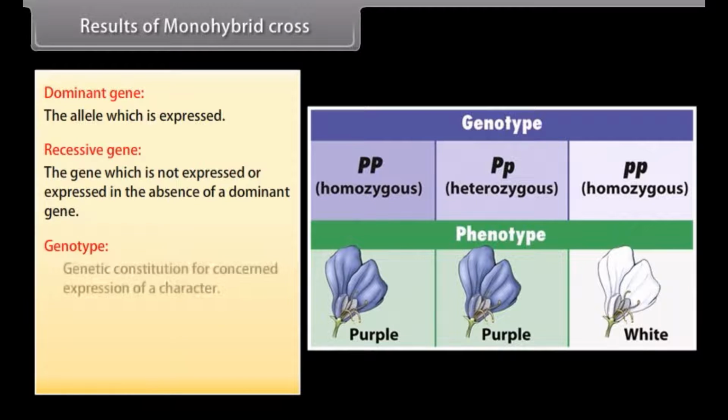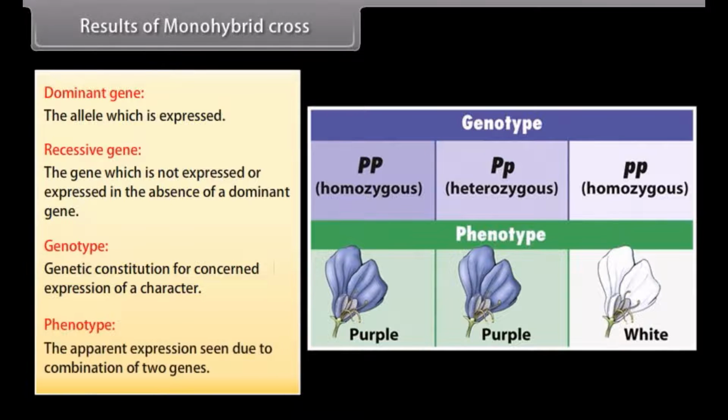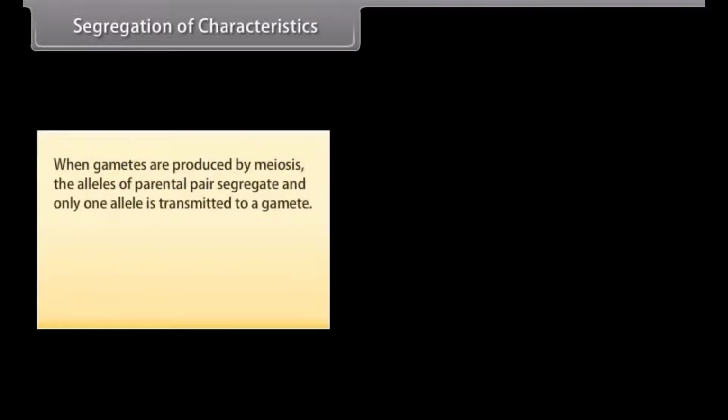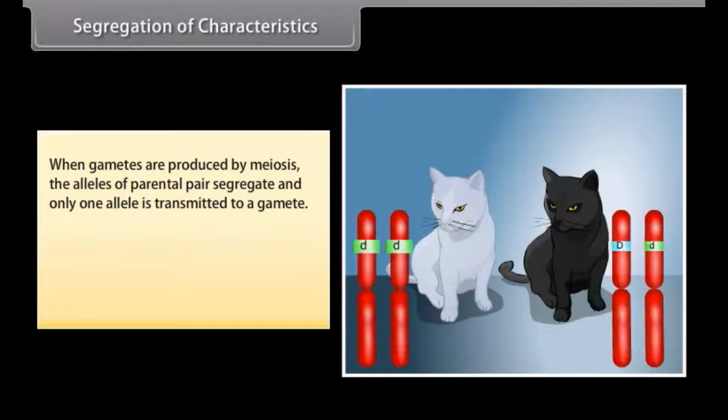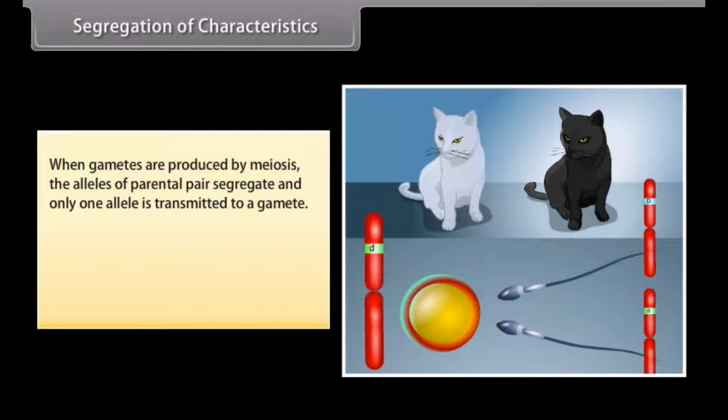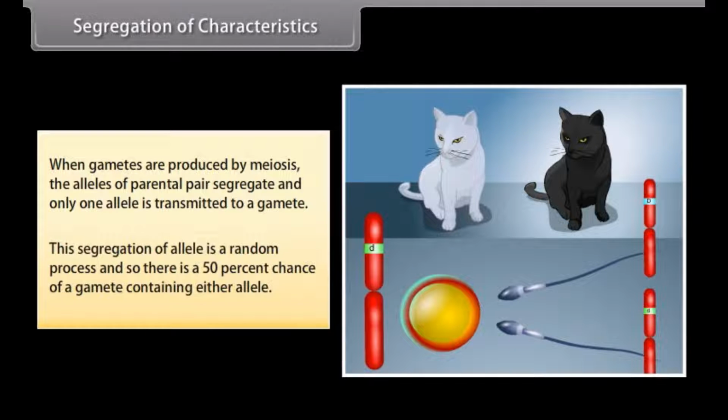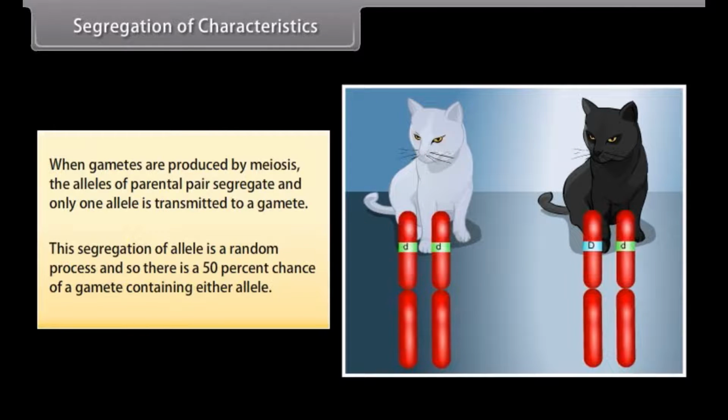Genotype, genetic constitution for concerned expression of a character. Phenotype, the apparent expression seen due to combination of 2 genes. Segregation of characteristics. When gametes are produced by meiosis, the alleles of parental pair segregate and only one allele is transmitted to a gamete. This segregation of allele is a random process, and so there is a 50% chance of a gamete containing either allele.